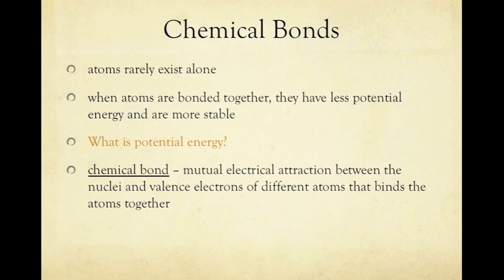Okay, we know that atoms rarely exist alone. They don't want to be by themselves. They want to be bonded to something, because when atoms bond together, they have less potential energy and they're more stable. What potential energy means is it's stored energy, backed up energy, energy that they have in reserve. Basically, it wants to have less potential energy. It wants to be stable. It doesn't want to have so much energy. So it does this by the sharing and the transferring of valence electrons.